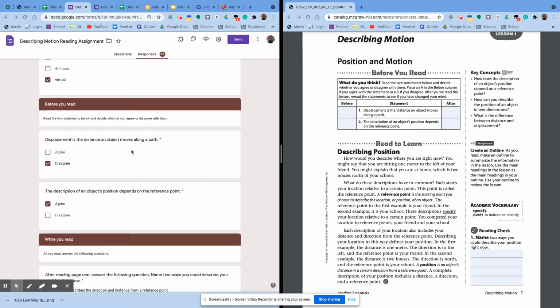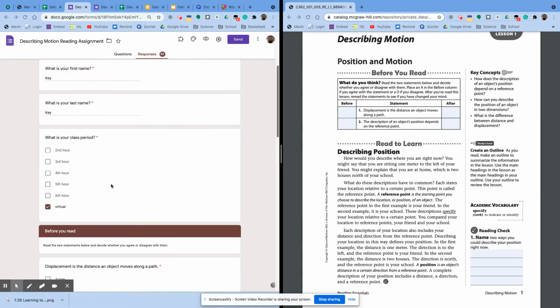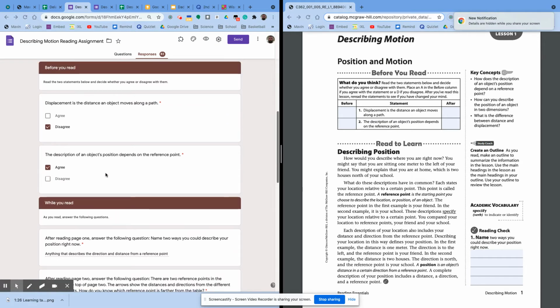Here, these are just ones to see where you're at in terms of what you know about motion, specifically position and motion. And it said displacement is the distance an object moves along a path. After reading, you should be able to determine whether your answer was right or wrong. I have a strong disagree here. Distance is the length that an object's path travels, whereas displacement is that distance across that straight line. We would reference that around here as probably the distance that the crow would travel.